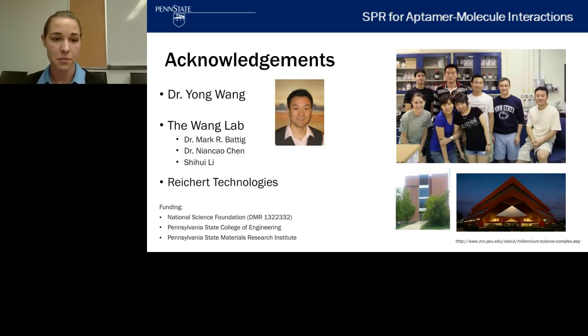So the analysis software that we use is TraceDrawer, but also we use Scrubber. And the data from the Reichert system that we get from the binding of our analyte to our ligand can be exported into either. Both work very well.